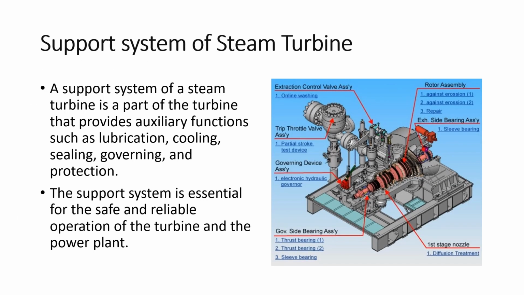A support system of a steam turbine is a part of the turbine that provides auxiliary functions such as lubrication, cooling, sealing, governing, and protection. The support system is essential for the safe and reliable operation of the turbine and the power plant.